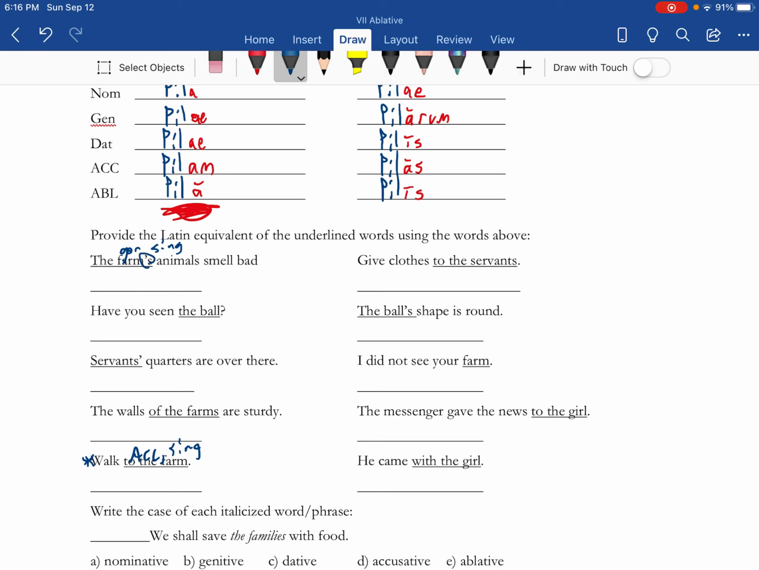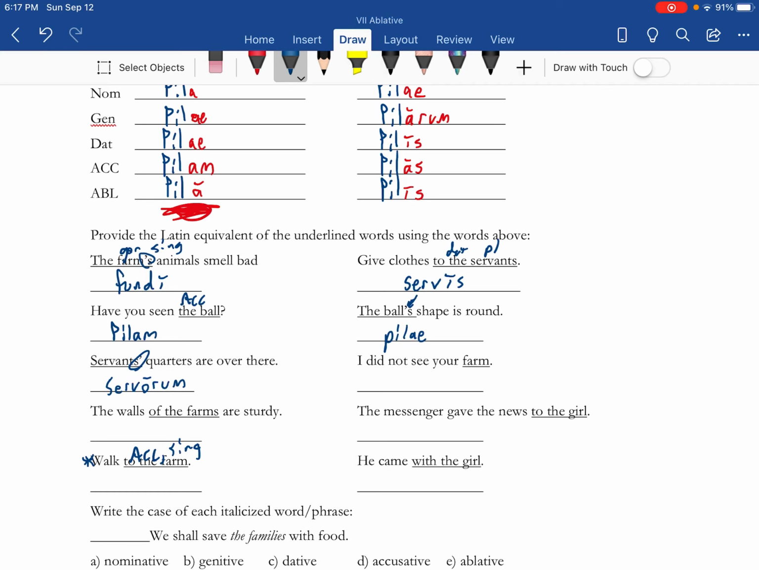Genitive singular because of that guy. So the US is going to become an I. Dative plural because it's the indirect object. So the US is going to become an I. This is going to be accusative singular because it's the direct object. You is doing the seeing and balls what's being seen. That's going to tell us it's genitive singular. So the A becomes an E. So the quarters, the plural. So the US becomes an A and a N.